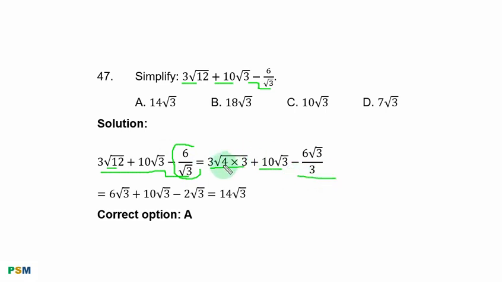Root 4 is 2. 2 times 3 is 6 root 3, plus 10 root 3 over 3, minus... divide 10 by 3, you have 2 root 3. When you add and subtract, you have 14 root 3. The correct option is A.